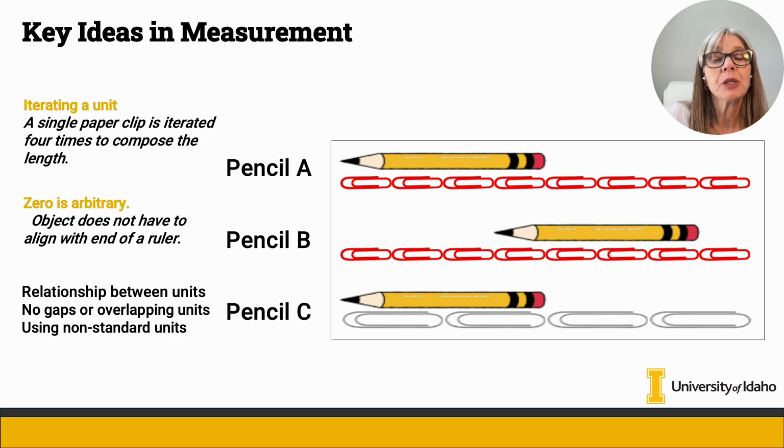And there is a relationship between units. A numeric measurement depends on the unit used. Using red paper clips produces a larger numeric measure, and using gray paper clips produces a smaller numeric measure. This relates to the idea of converting measurements, which can be challenging for some students to understand.